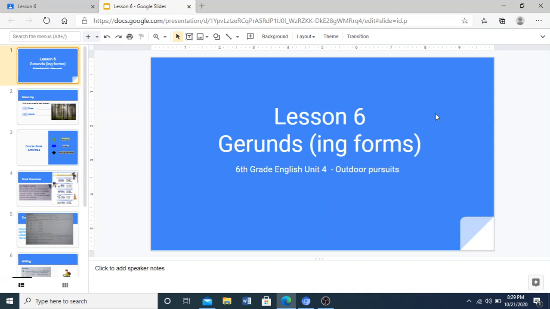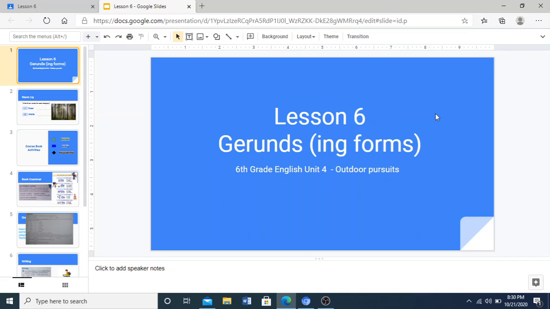Today we shall continue our classes, and we shall be learning about gerunds. We shall be learning about gerunds today, and in a minute we'll go into details of what gerunds are. For now, just know that gerunds are verbs with ing. The ing form of verbs, those are what we call gerunds.